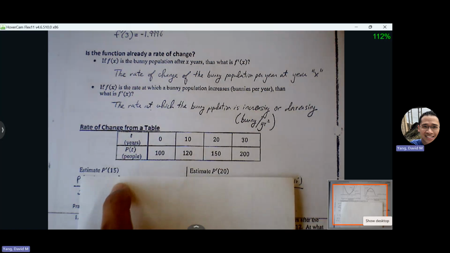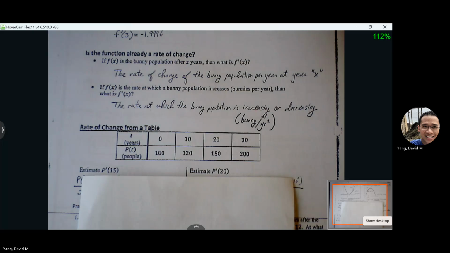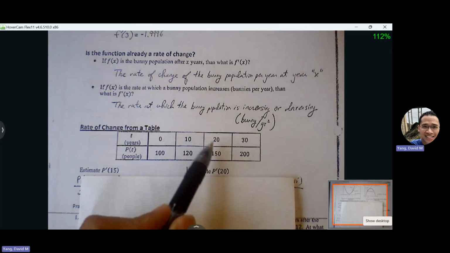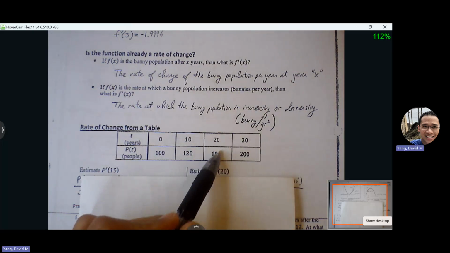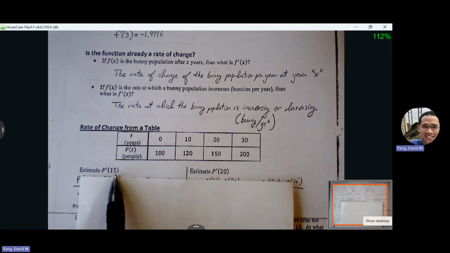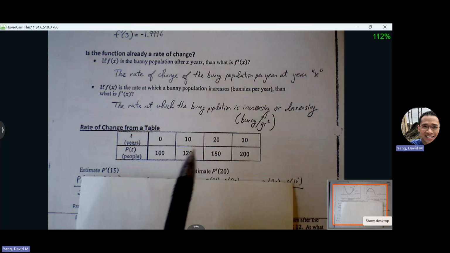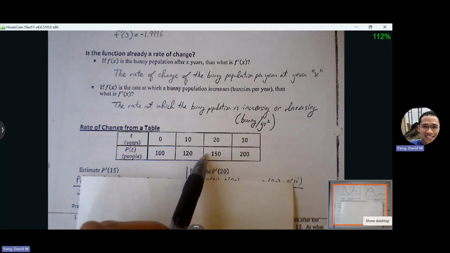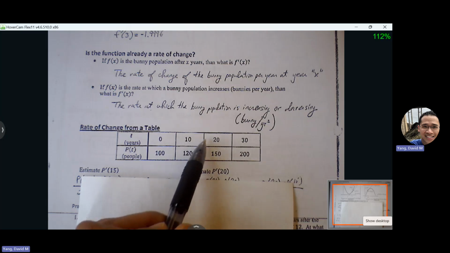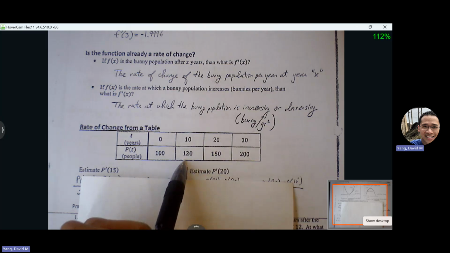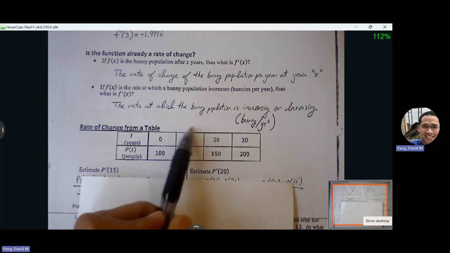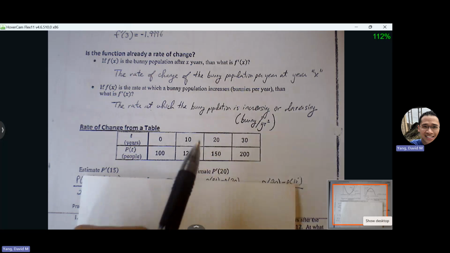Rate of change from a table. If I want to estimate p prime of 15, then I'm just going to find the slope. Anytime we want to find the slope, you want to choose the best accuracy that you can, and that is the closest points possible. So if I want to find the rate of change at the 15th year, the closest ordered pairs are 10, 120 and 20, 150. So we just find the slope using those 2 points.